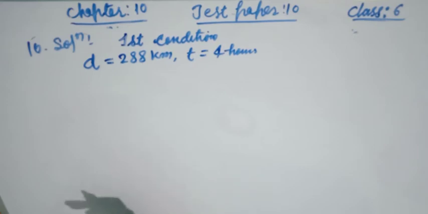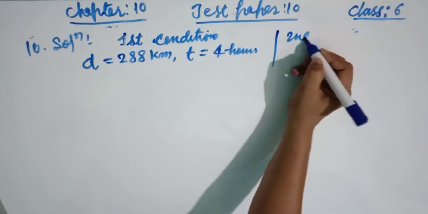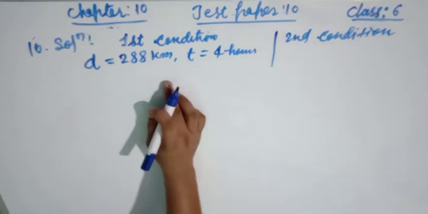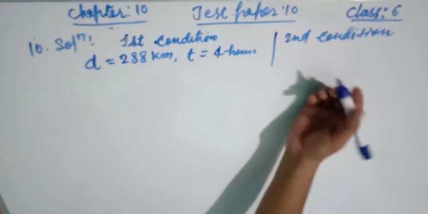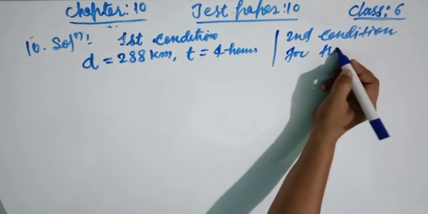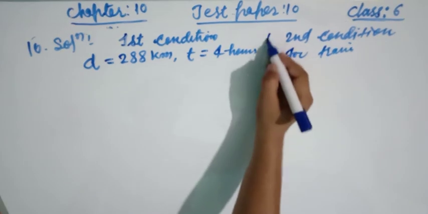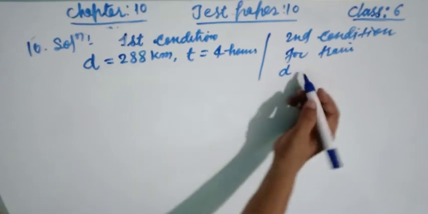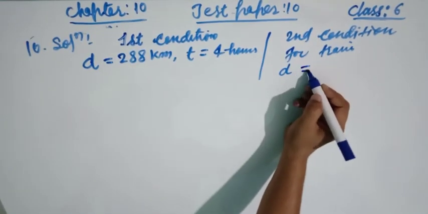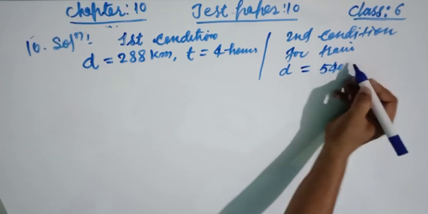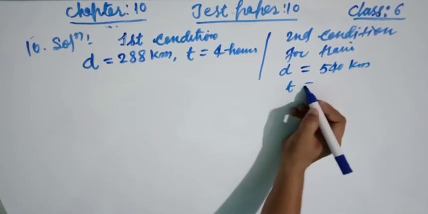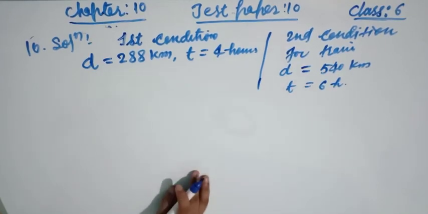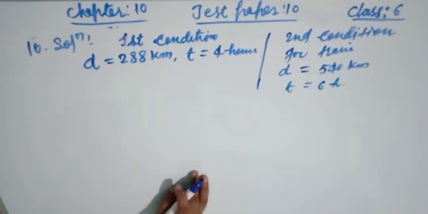Okay, now see, first, this is the first situation. Now the second condition, friends, second condition is given. This is for the car and this is for the train. In the second condition, now the distance D, suppose this is the distance given, this is 540 km friends, and the time is given as 6 hours. Okay, now first we have to find the ratio of their speeds friends.